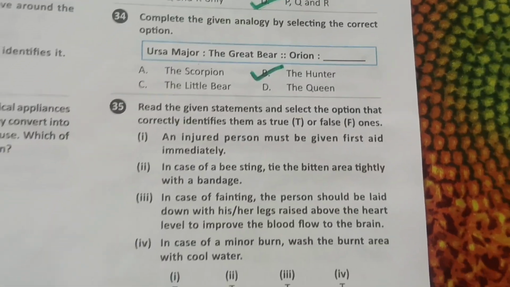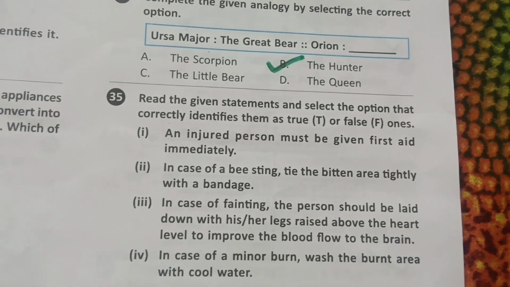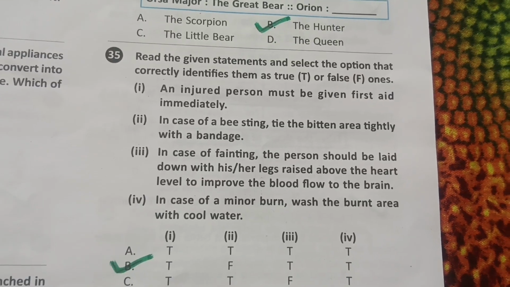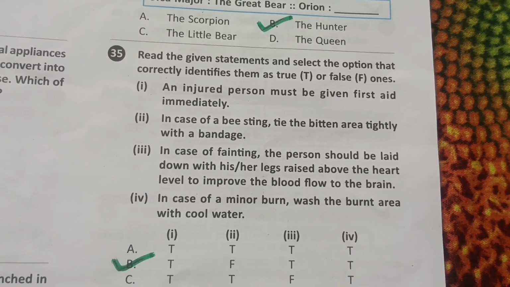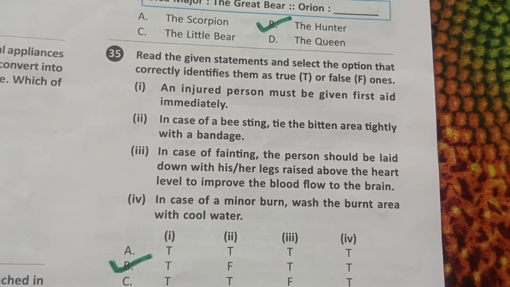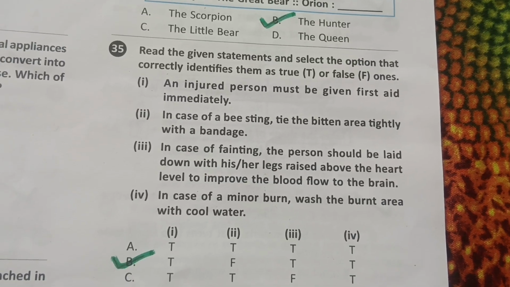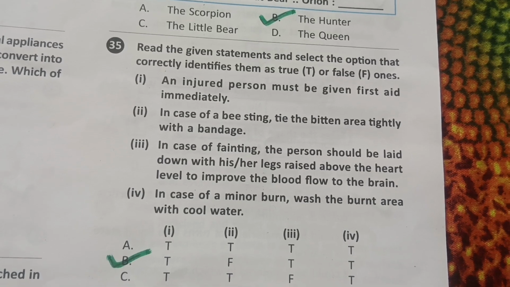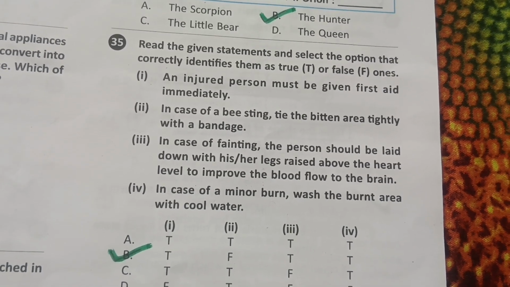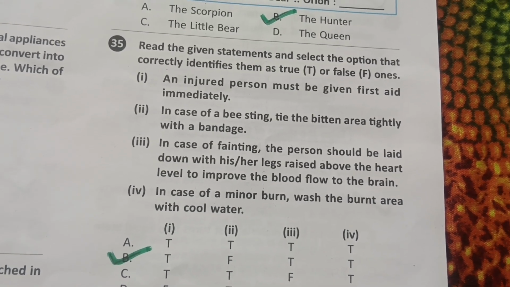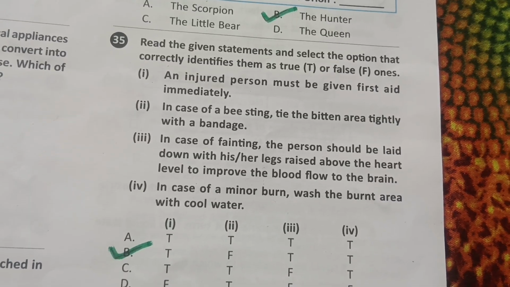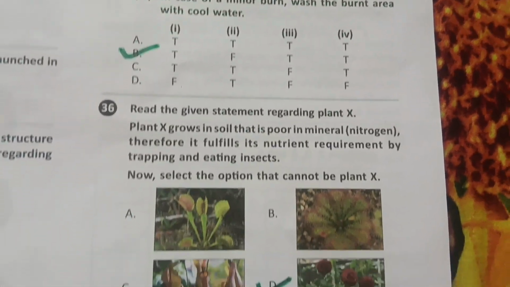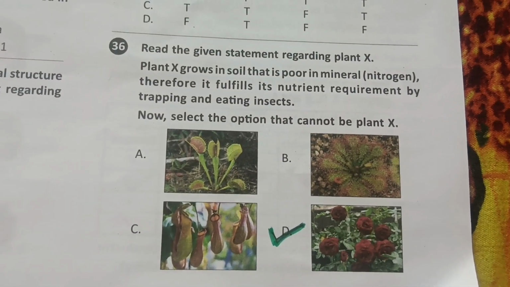Read the given statement and select the correct option, true or false. An injured person must be given first aid immediately. Yes. In case of bee sting, tie the bitten area tightly with a bandage. No. In case of fainting, the person should be laid down with her legs raised above her heart level to improve the blood flow to the brain. Yes. In case of minor burn, wash the burn area with cold water. Yes. So option B.